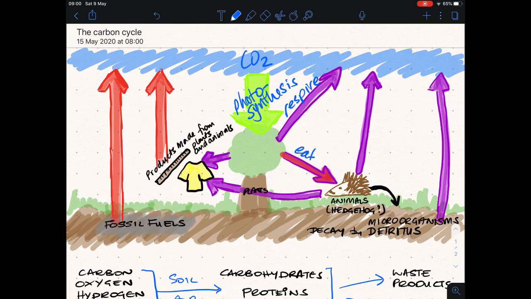When the plants and algae are eaten by animals, some carbon becomes part of the fats and proteins in their bodies, and the carbon then moves through the food chain. When the animal respires, some carbon is returned to the atmosphere as carbon dioxide.